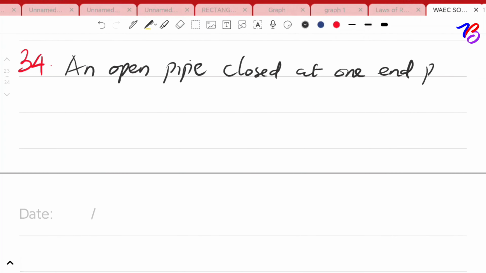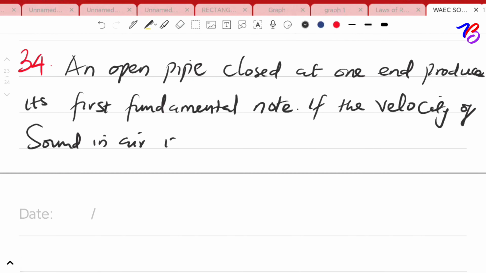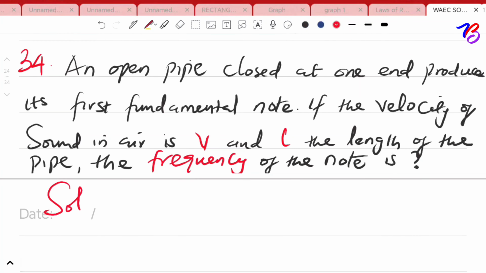Guys, here's another question. A pipe closed at one end produces its first fundamental note. If the velocity of sound in air is V and L is the length of the pipe, the frequency of the note is given to be.